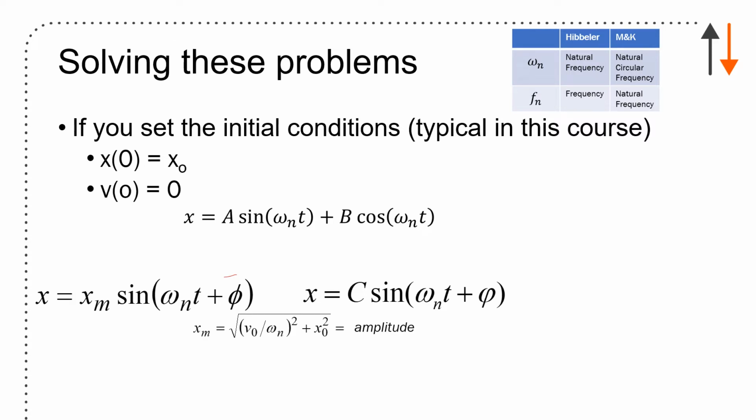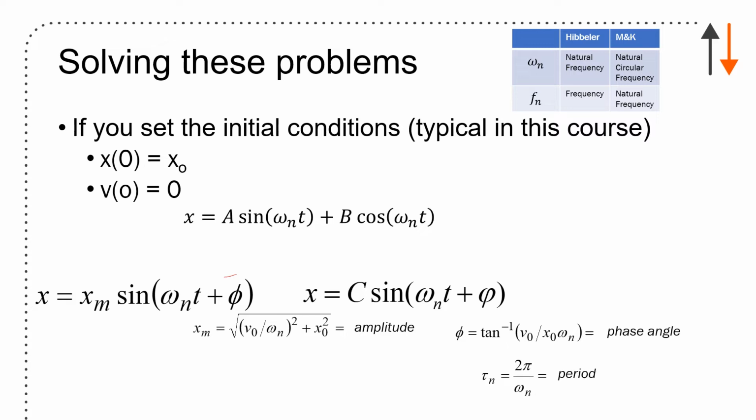You also can have solutions that look like this, where you say x is equal to x_m sine(omega_n t plus phi), or x is equal to x_m cosine(omega_n t plus phi). And x_m is just going to be the amplitude that you calculated in the previous part. There are no real challenges to these problems. You're going to get used to them. You'll see a lot of them. But the really important thing is that you start to practice them.